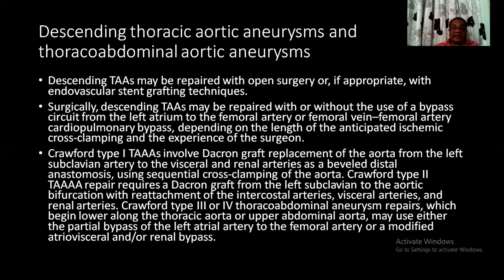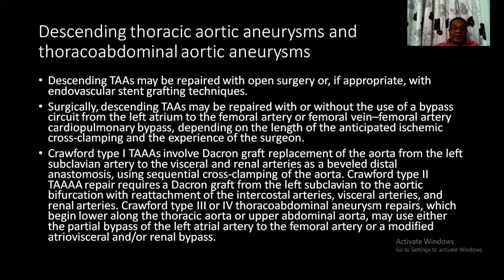Descending thoracic aortic aneurysm and the thoracoabdominal aortic aneurysm. Descending thoracic aortic aneurysm may be repaired with open surgery or, if appropriate, with endovascular stent grafting technique. Surgically, descending thoracic aortic aneurysm may be repaired with or without the use of a bypass circuit from the left atrium to the femoral artery or femoral bypass, that is femoral vein and femoral artery cardiopulmonary bypass, depending on the length of the anticipated ischemic cross-clamp time and the experience of the surgeon.